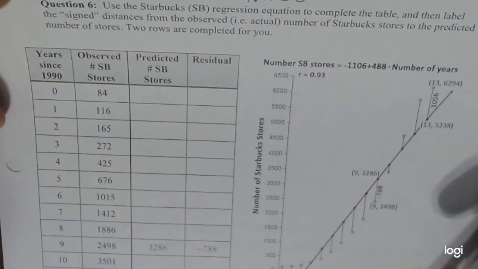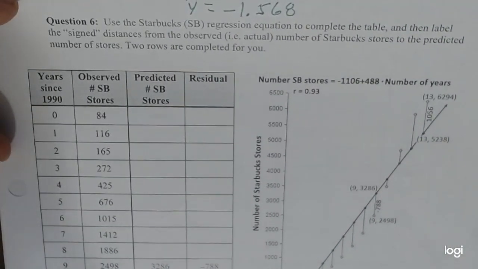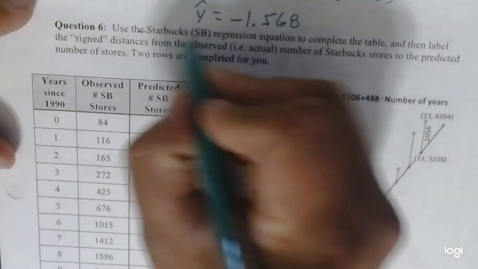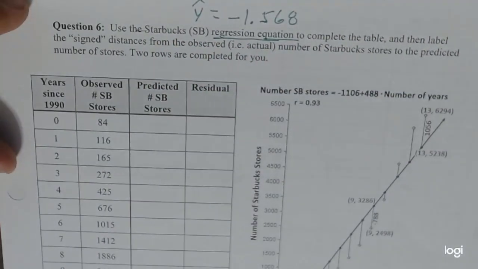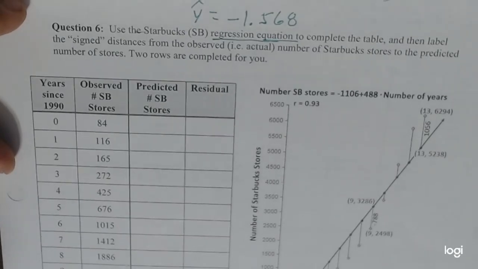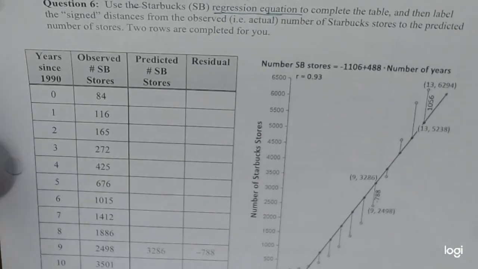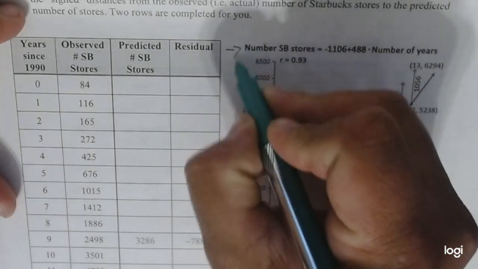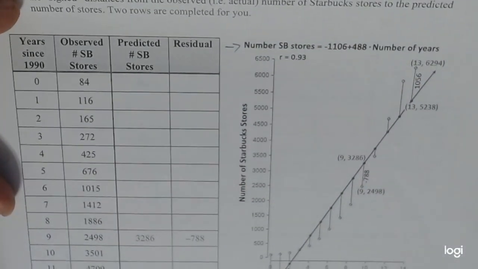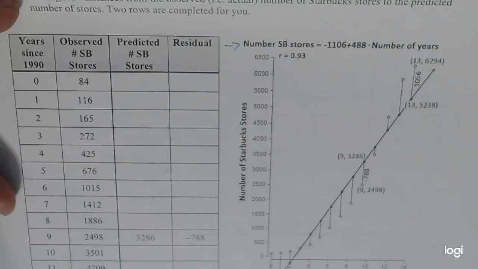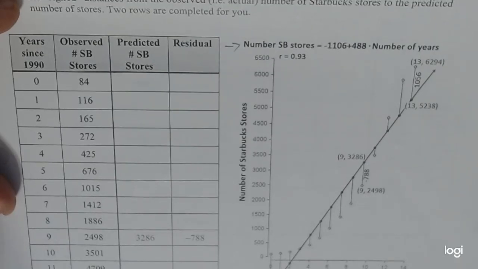So let's try example 6 now. A little more in-depth one. Okay. So question 6 is using the Starbucks regression line. So they give us the regression line. It says using the Starbucks regression equation to complete the table, and then label the signed distances from the observed, i.e. actual number of Starbucks stores to the predicted number of stores. 2 rows are completed for you. So they gave us the regression line already. It's right here. Number of Starbucks stores equals negative 1106 plus 488 times number of years.